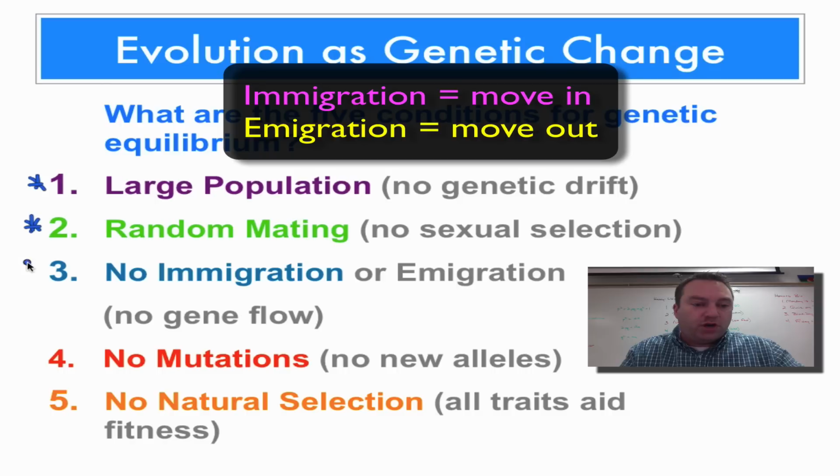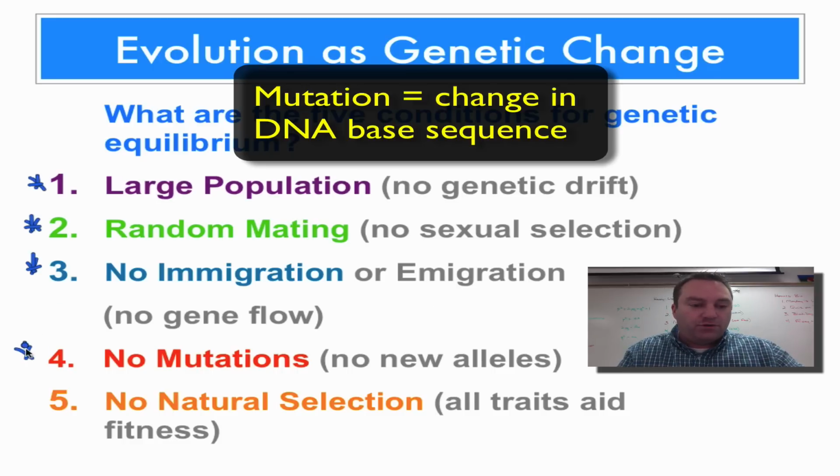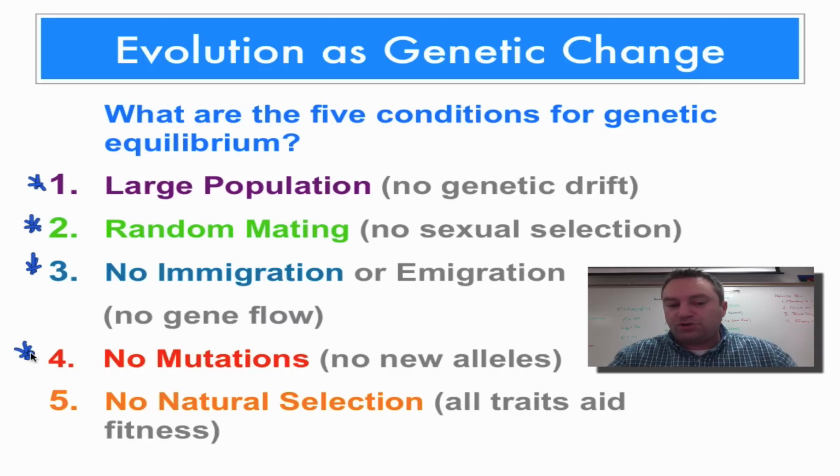The next one is there's no immigration or emigration. In other words, nobody's moving in and nobody's moving out. So we have no gene flow. In other words, there's no new genes moving in to change our allele frequencies, and there's no genes moving out, which would also change our allele frequencies. We also have no mutations. Mutations are going to create new alleles. When you have new alleles in your gene pool, you automatically change your allele frequencies, so we can't have any mutation. In other words, there's no new alleles.